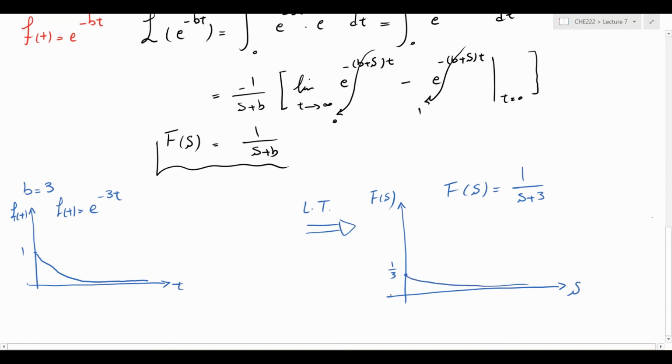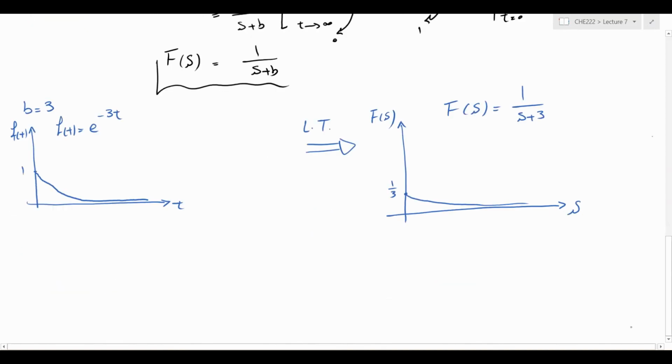These two functions, f(t) and capital F(s), seem to be similar, but if you overlap them, you'll see that f(t), which is e to the power of minus 3t, approaches 0 much faster than F(s). I think with this I can conclude this session. In the next session, I will teach you more about the Laplace transform, its properties and its applications.